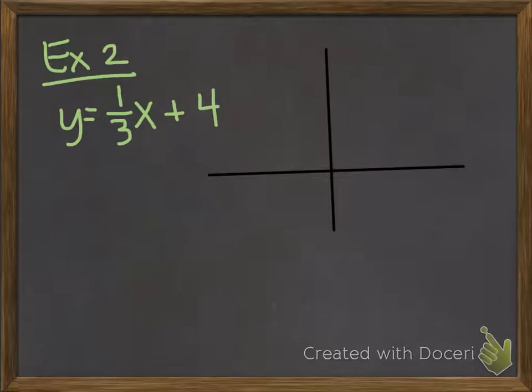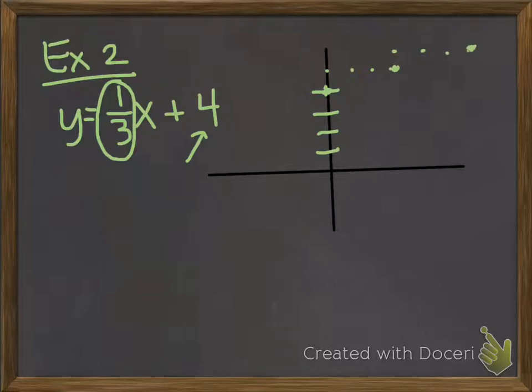Example 2, y equals 1/3 x plus 4. 4 is the y-intercept, so we're going to graph that first. 1, 2, 3, 4. That's the y-intercept at 4. And then the slope is 1/3, so it's positive, so we're going to go up 1 to the right 1, 2, 3. So that's the second point. Then we're going to go up 1 and over 1, 2, 3.